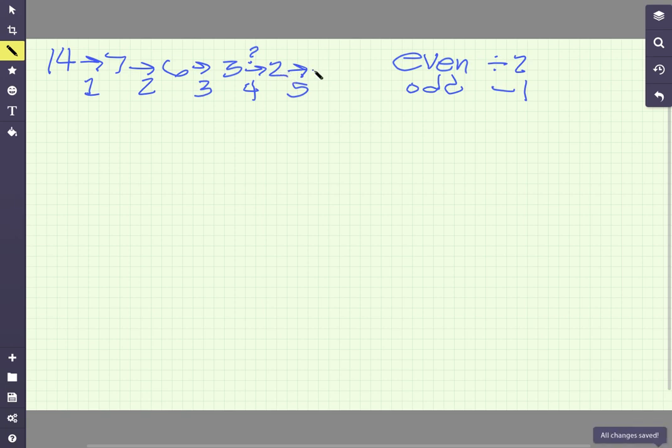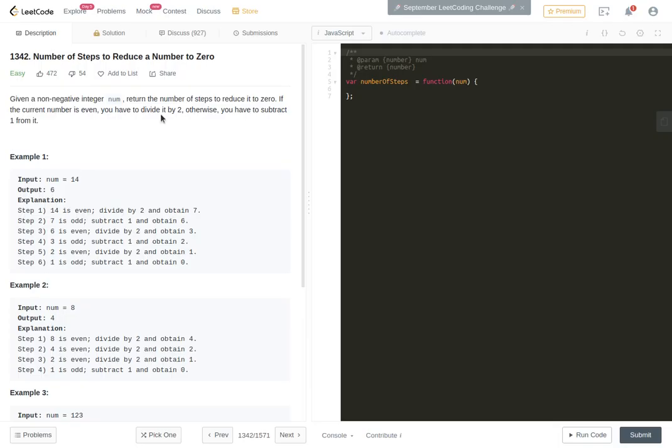We're on step 5. 2 is even, so we're going to divide 2 by 2. So we're going to get 1. So this is kind of like getting to our base case. Is 1 0? No. So step 6, subtract 1, and now it's 0. So 6 steps. Let's see what they had. 6 steps. All right, so that's the algorithm.